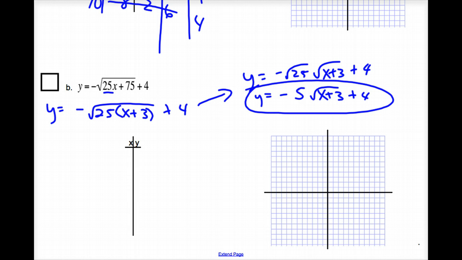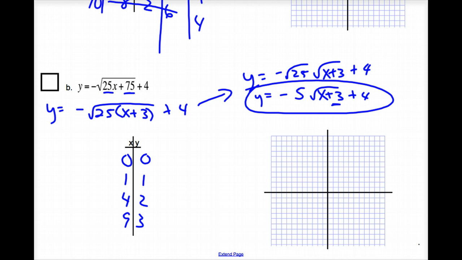So you actually don't go 75 left like you might have thought. You actually go 3 left. You've got a negative in front, so it's a reflection over the x-axis. You've got a 5 in front, so it's a vertical stretch of 5. And then the 4 at the end tells you to go up 4. Remember, when you graph these, you're supposed to use 0, 1, 4, 9. Those are crucial points to be using. And then we'd apply those transformations to our graph here.